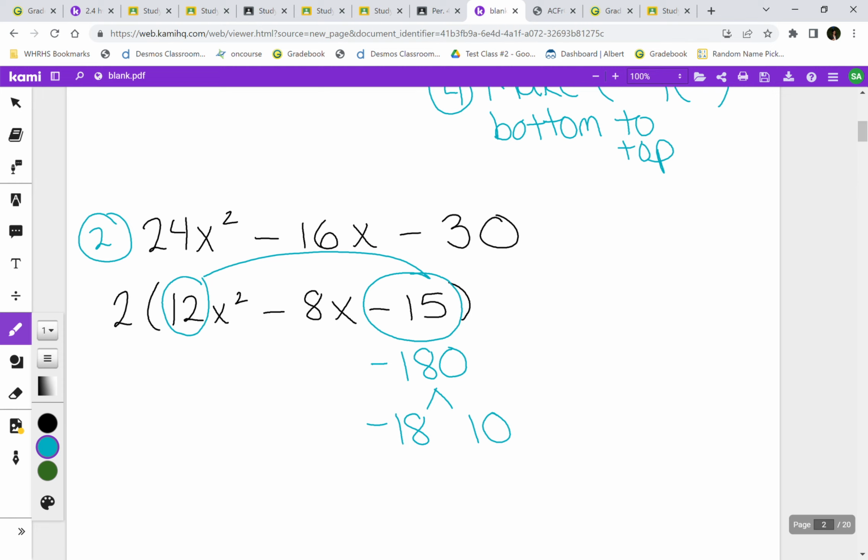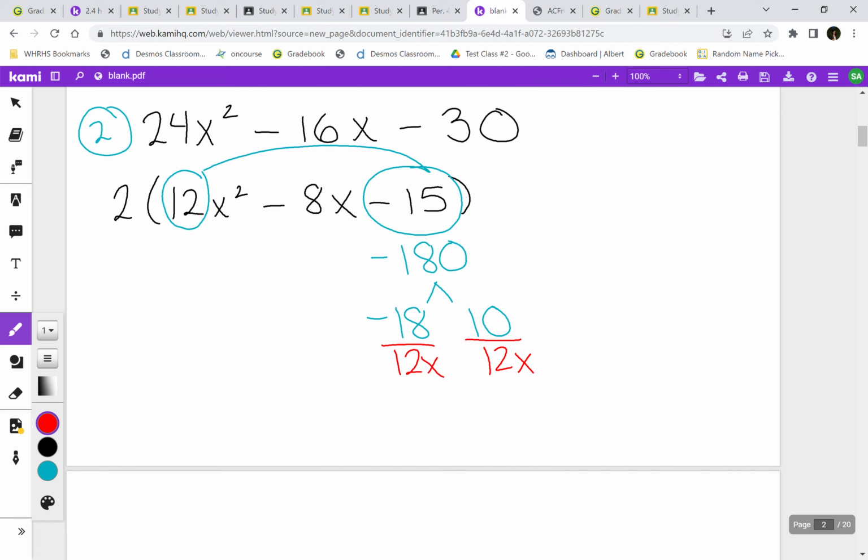Divide by the leading coefficient and variable. Good. Do we include that GCF in there? No, we only divide by 12x. We're ignoring that GCF of 2. So we're going to go ahead and divide by 12x, and then we're going to simplify these fractions.